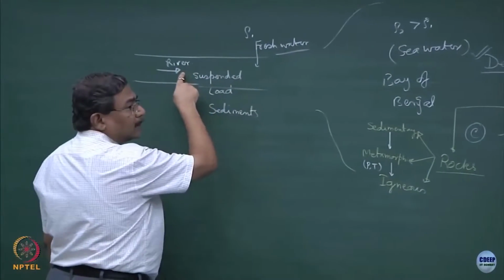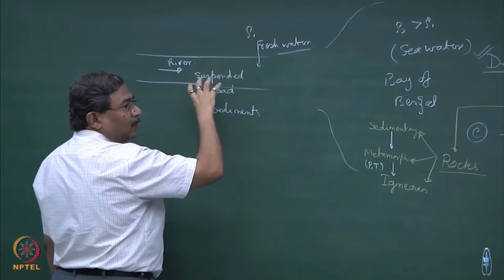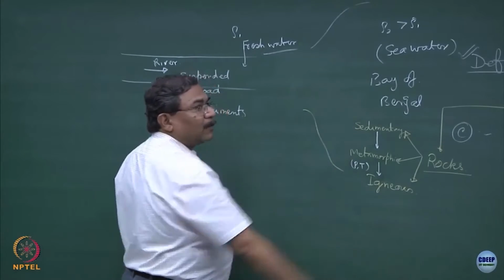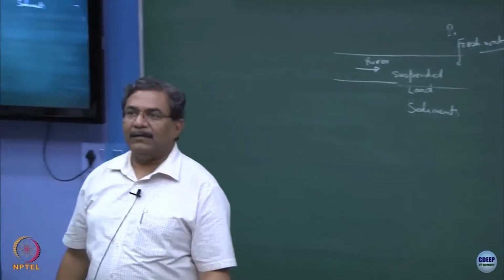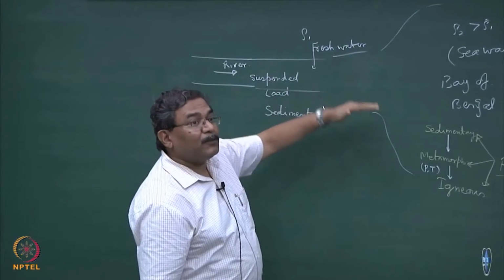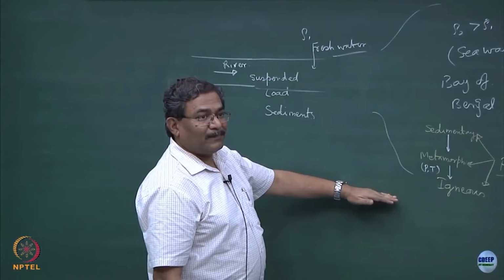The rivers carrying suspended load and these suspended sediments are entering into a denser phase. What is going to happen? Velocity reduction, number 1. The moment velocity reduction occurs, all these sediments will have a tendency to settle, correct.